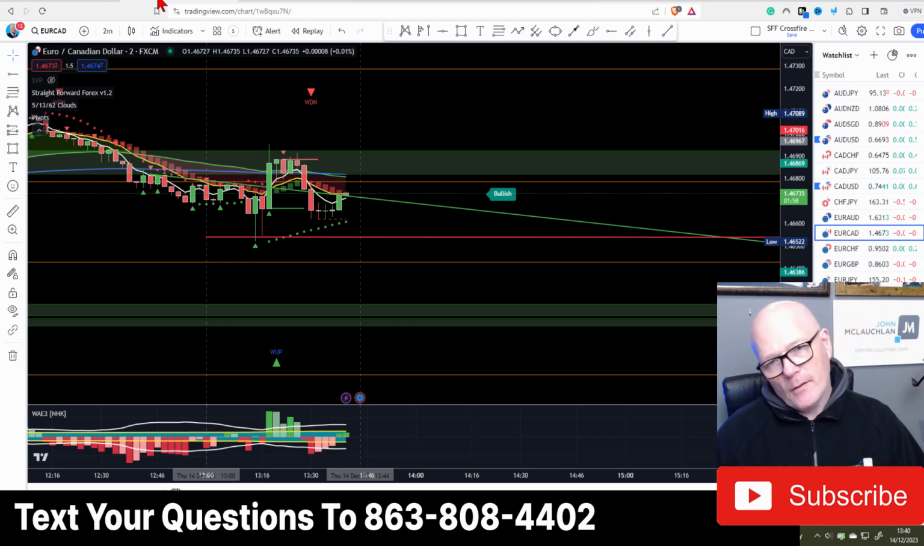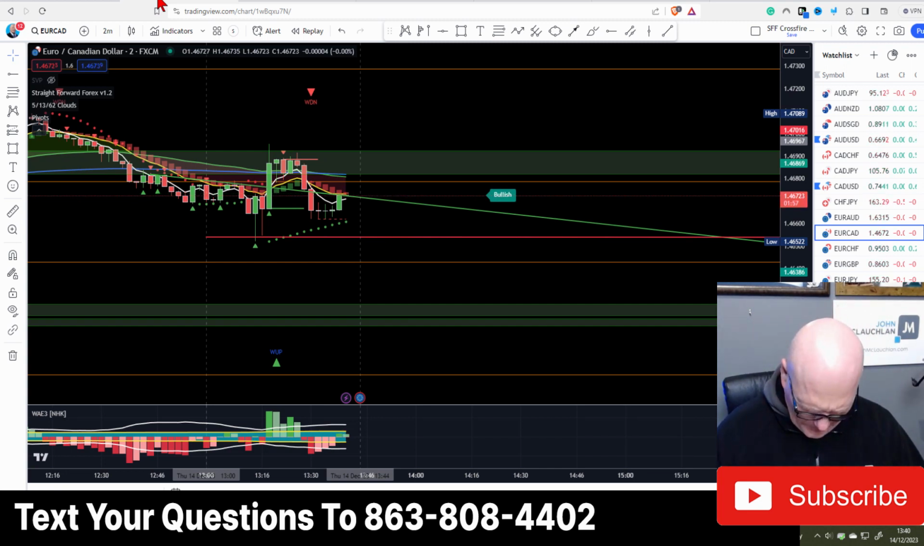So this is the Euro CAD. I think now to get bigger glasses or a bigger monitor. I've got two 32-inch monitors. I think that should be enough.